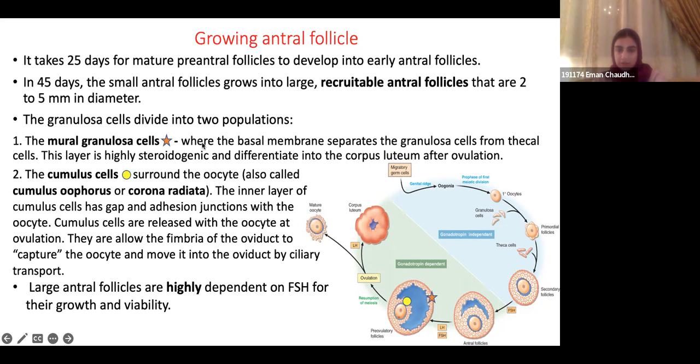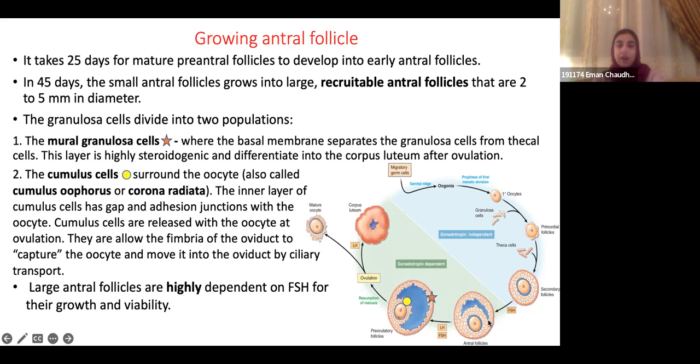But you have your granulosa cells again, and then you have a basal membrane that separates the granulosa cells from the theca cells, okay? Now, you have the cumulus cells that surround the oocyte, and this is called the cumulus oophorus or the corona radiata. Corona radiata because it looks like they're radiating from the oocyte itself, okay? Now, these are released with the oocyte at ovulation. So whatever is around here is going to leave with the oocyte over here. Do you guys see that? Then the rest of this is going to become the corpus luteum, which is going to produce your progesterone, okay?